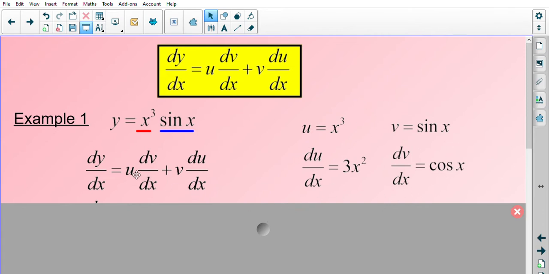So I'm going to start off with u multiplied by dv by dx. Okay, so u is x cubed multiplied by dv by dx, which is cos x. That's going to be x cubed cos x.